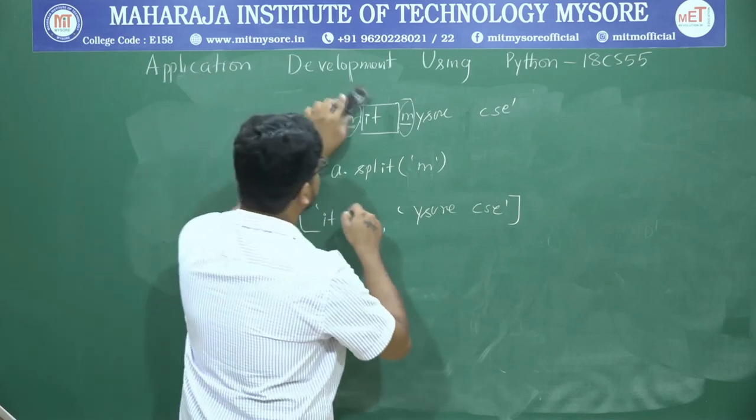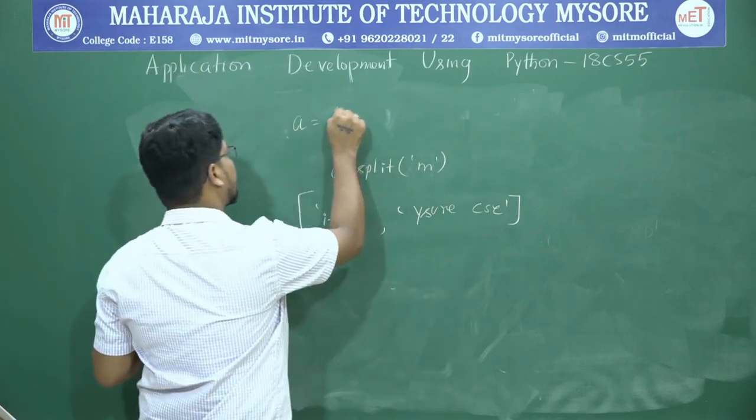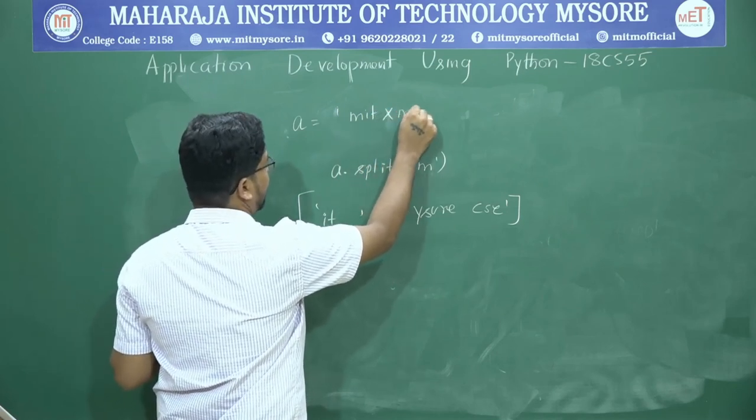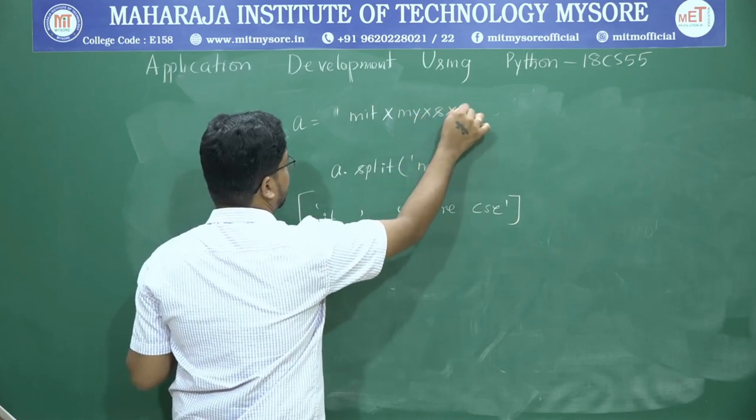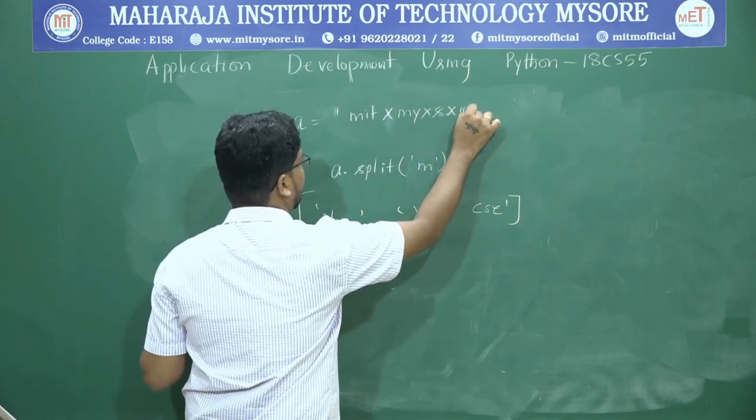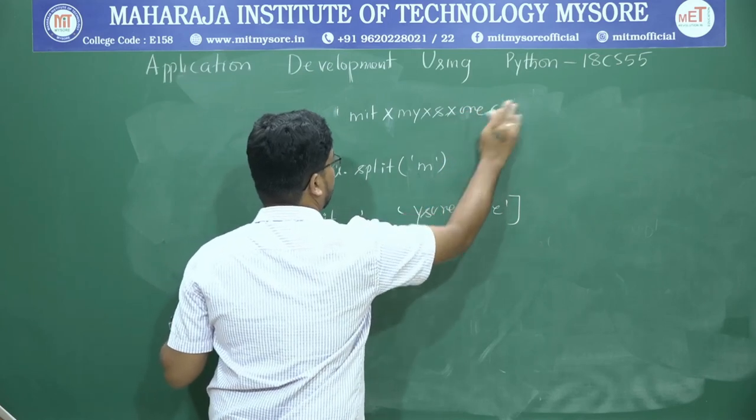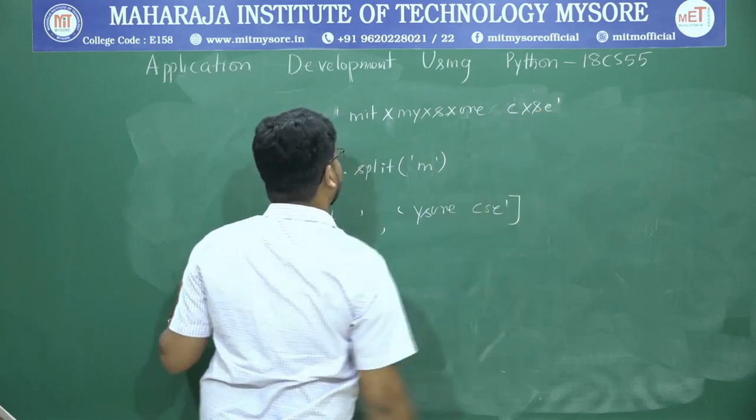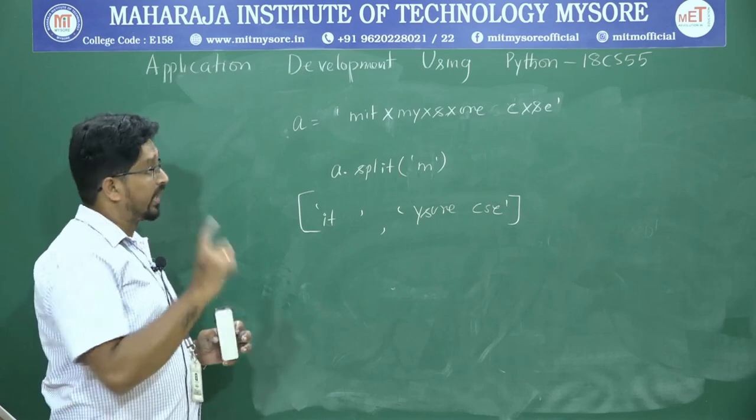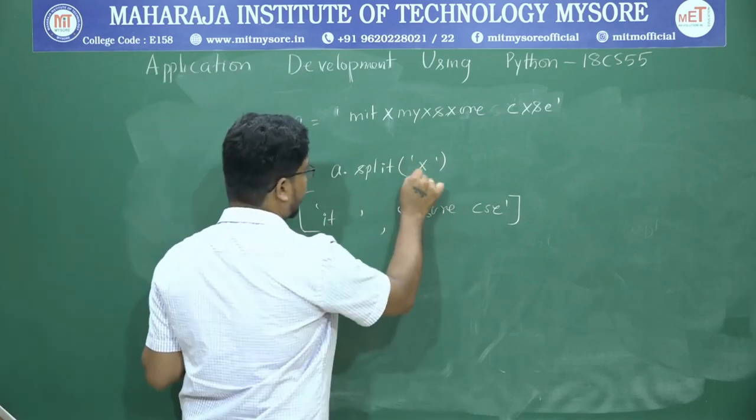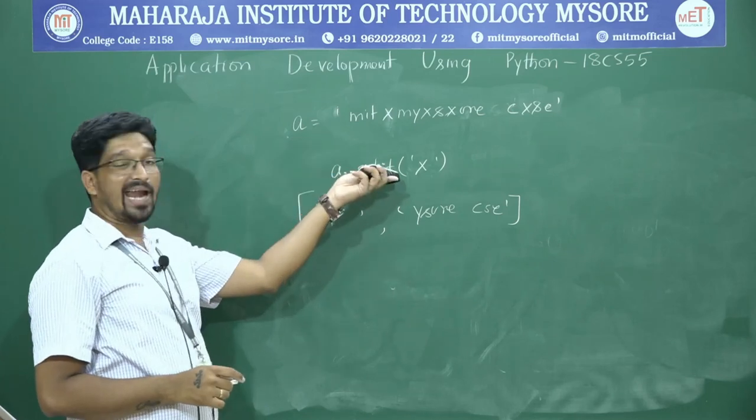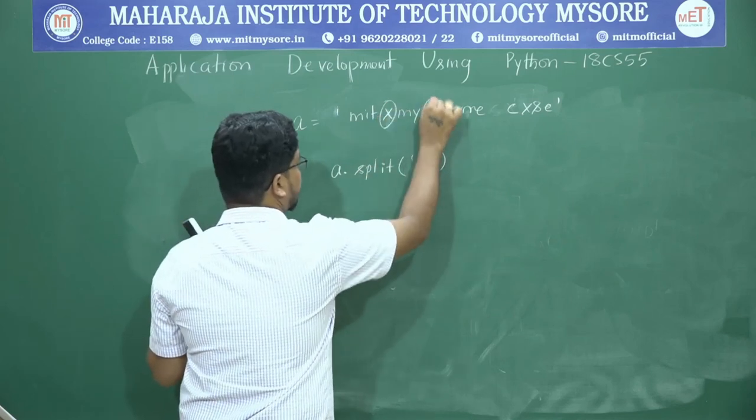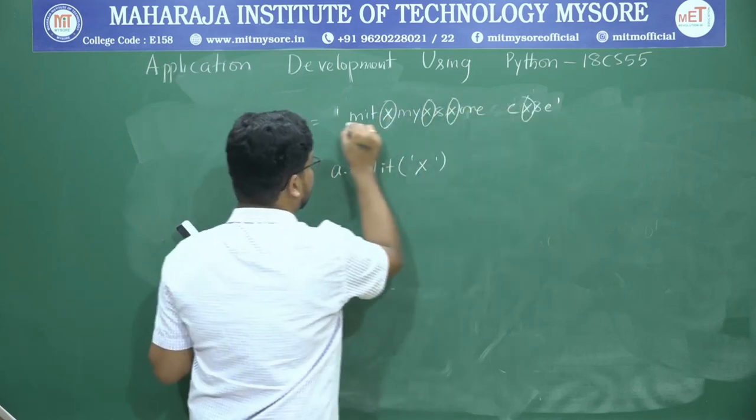So let us say I write MIT X Mysore, and deliberately I have inserted the X character. Now if you want to split this particular string with the character X, then what happens? You will get, so here is an X, there is one more X, and there is one more X.